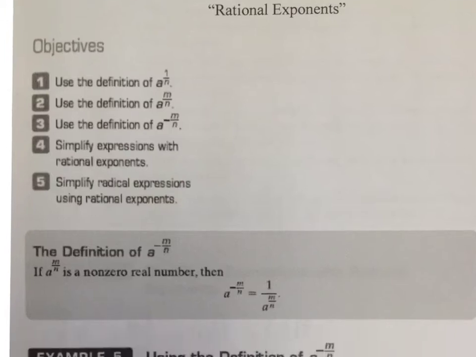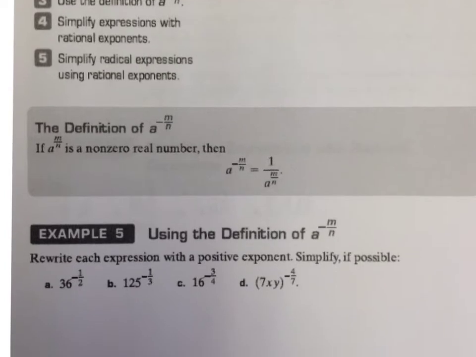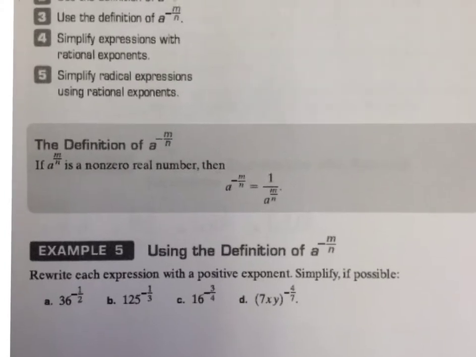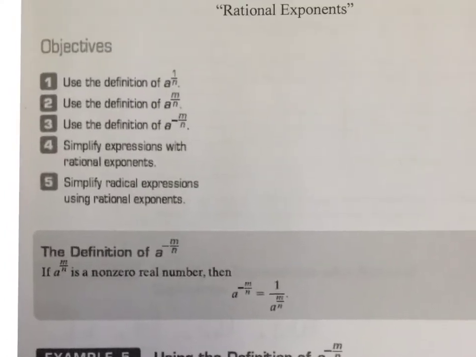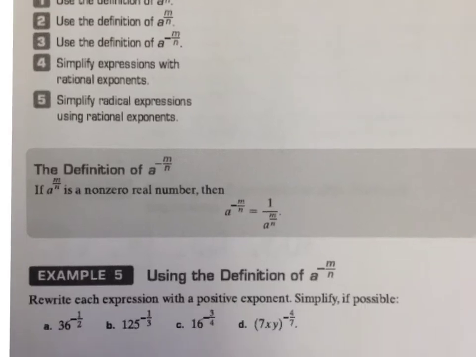Let's look at the first part. We're actually doing three parts, I take that back. We are also using the definition of a to the negative m over n. We're doing that too for our objectives. So let's look at that.